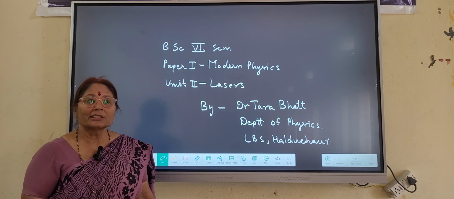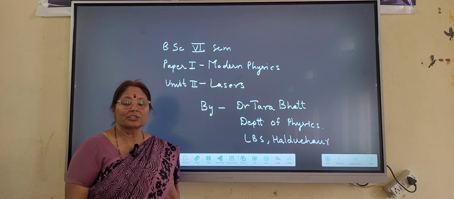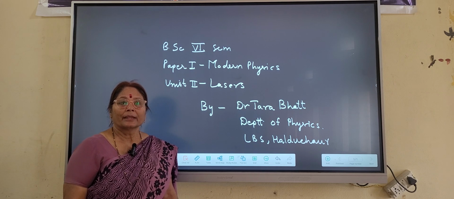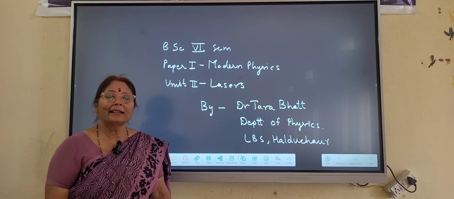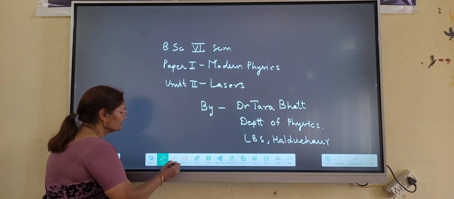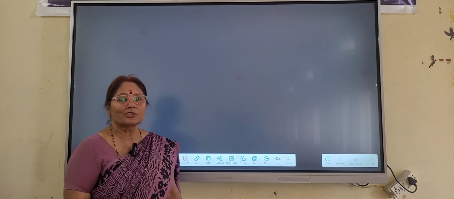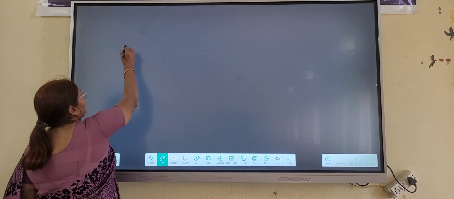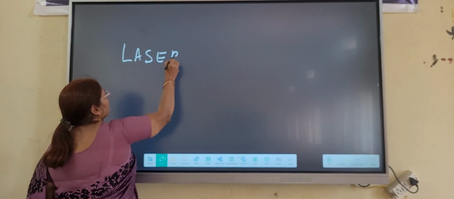We also use this in research, like in spectroscopy. When we are doing research, we use this laser light to excite the atoms to the higher excited states. And like this, there are enormous uses of laser light. So we will be studying lasers today. Now, what does laser stand for?